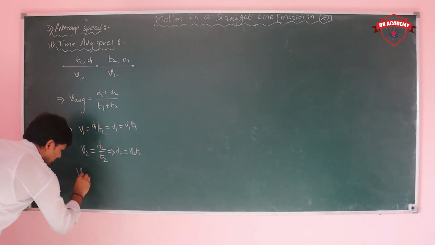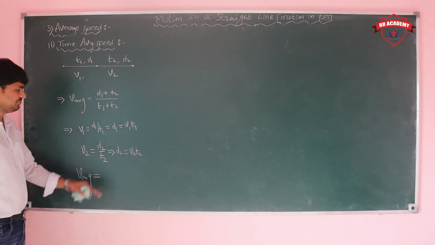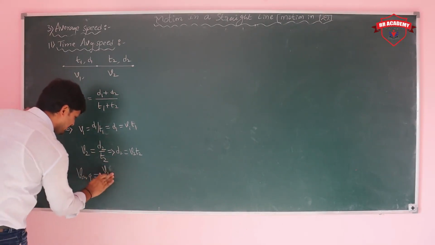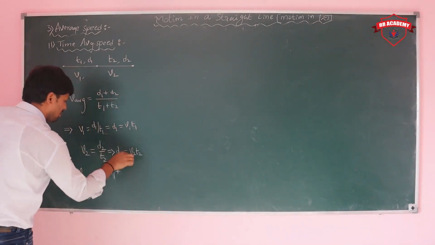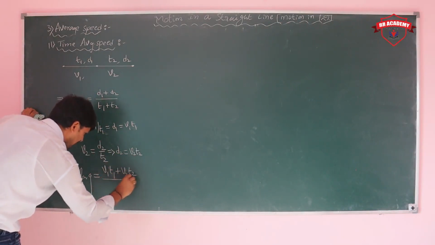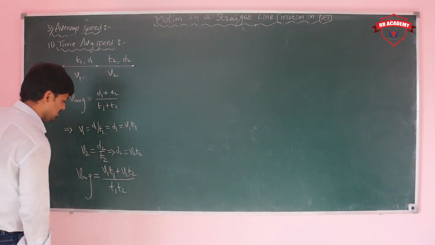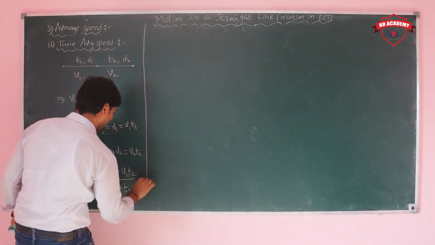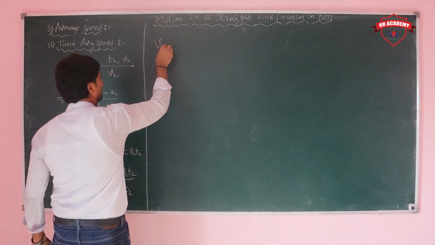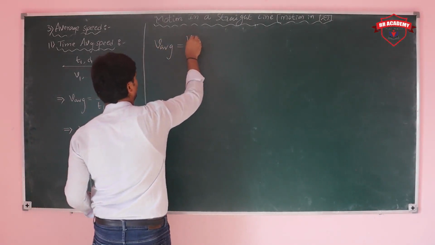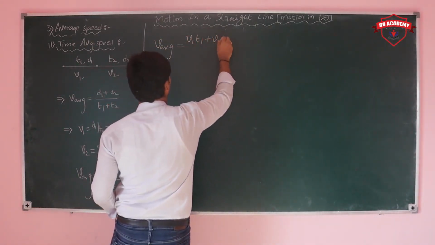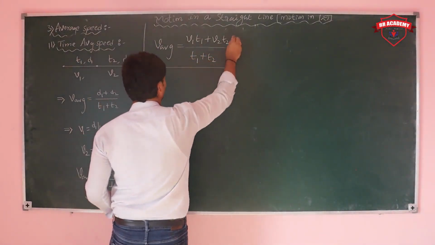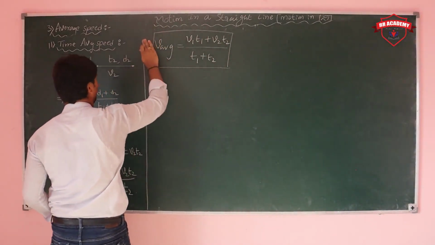Then you can get the V average is equal to d1, which is v1 t1, plus d2, which is v2 t2, upon t1 plus t2. That means what is the time average speed? Time average speed equation: the V average is equal to v1 t1 plus v2 t2 upon t1 plus t2. This is the equation of time average speed.